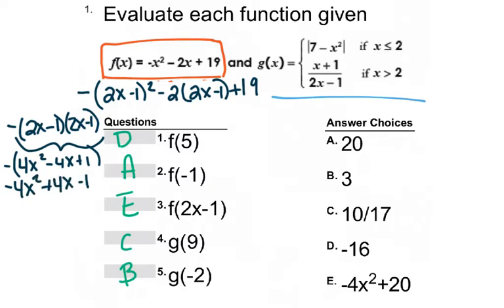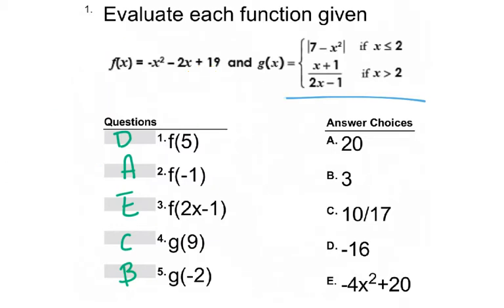Okay. So for this next part, I'm going to distribute the 2 to everything. So that's 4, plus 2. And then you have the plus 19. So when I look at here, here, and here, and I get my like terms together, that's how I get negative 4x squared plus 20. And 4 and 5 are referring to G, so now we're plugging it into this piecewise over here.